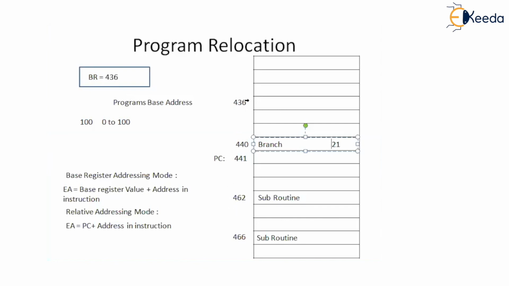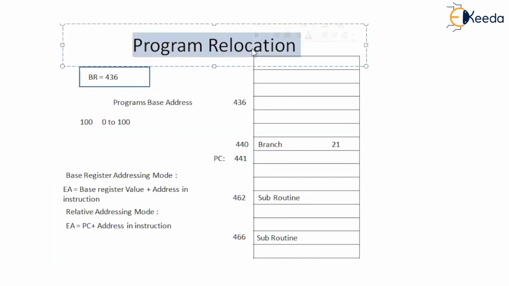Did you get it? 1, 2, 3, 4, 5. This is 6. 21 plus 6 must be equal to 27. Anyhow, we will use the program counter value plus the address field of the instruction to branch to the specific location within the program. So this is what the program will do. In order to have this program relocation done dynamically, we are going to use either base register addressing mode or a relative addressing mode. Okay, that is the thing.